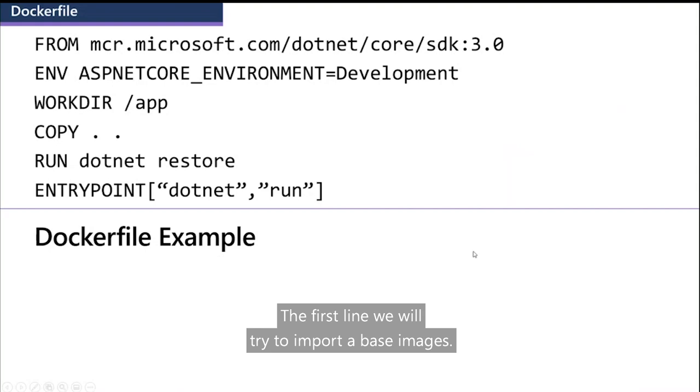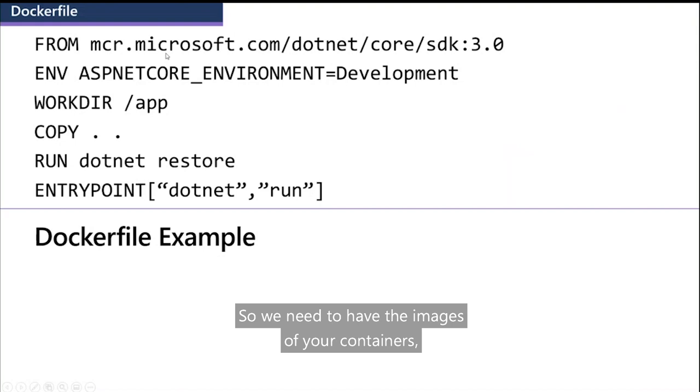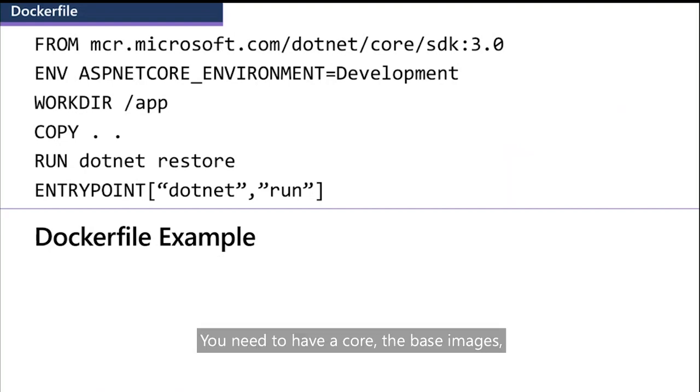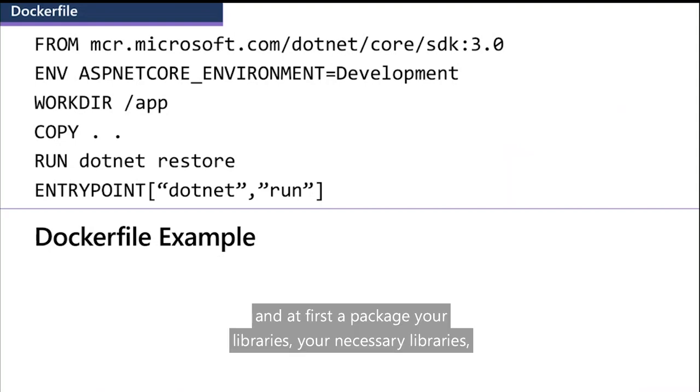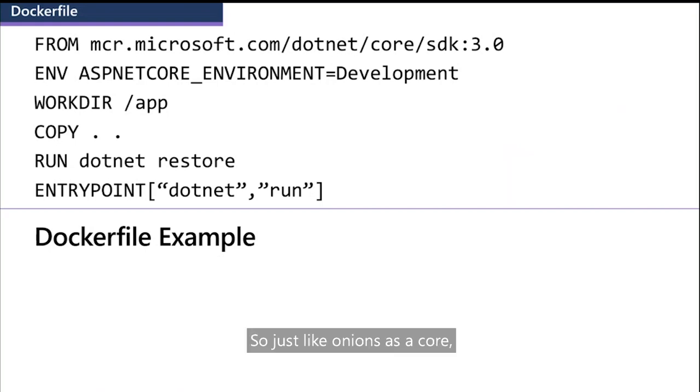The first line, we import a base image. We need to have the image of your container to run your application. A container is just like an onion. You need to have a core, the base image, and then further package your necessary libraries and your necessary application into a container. So just like an onion.